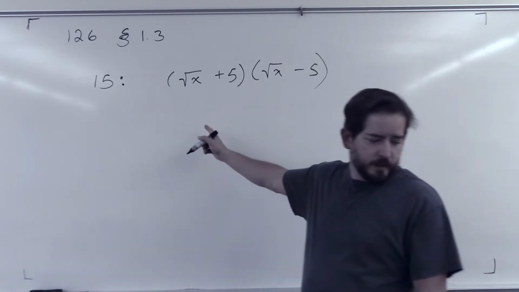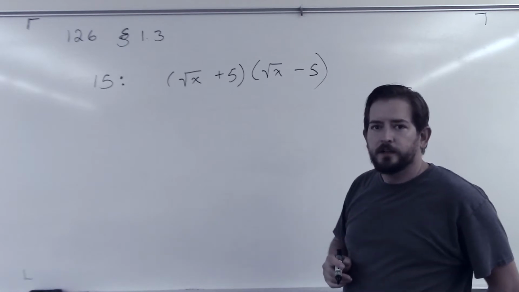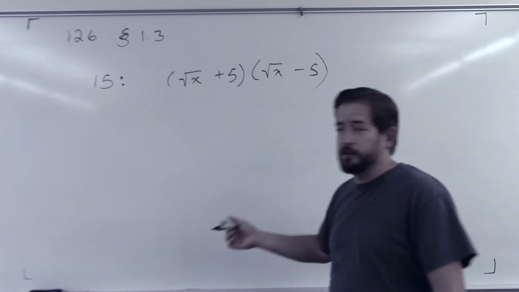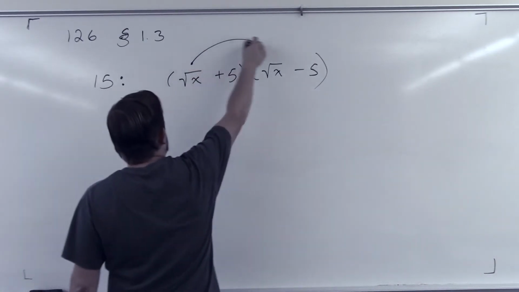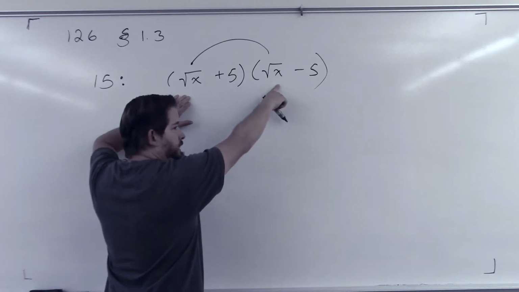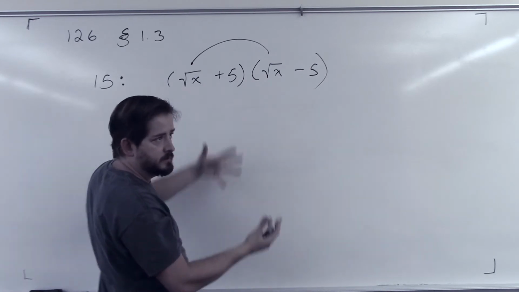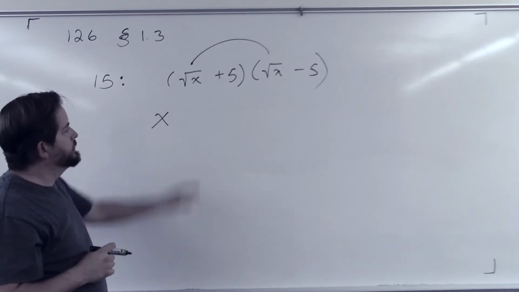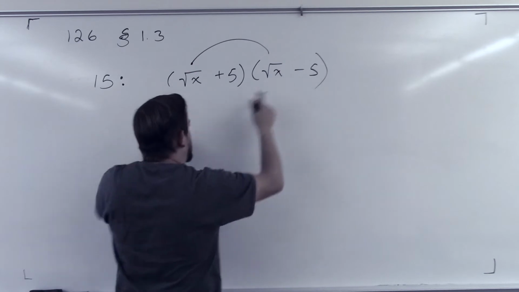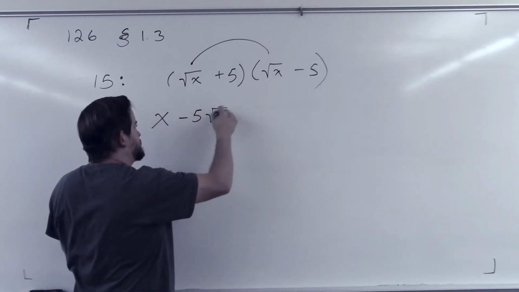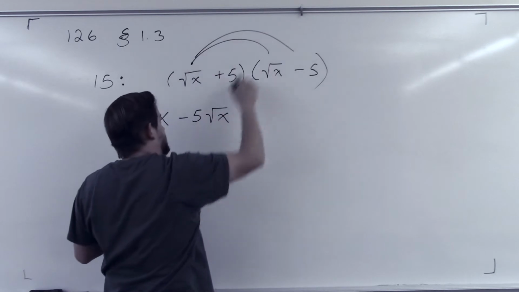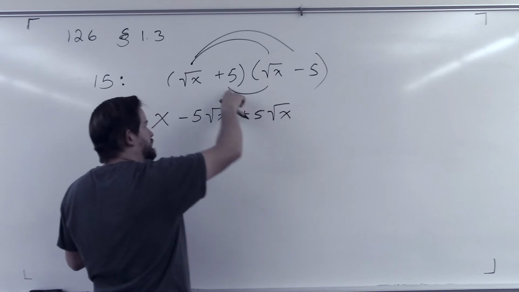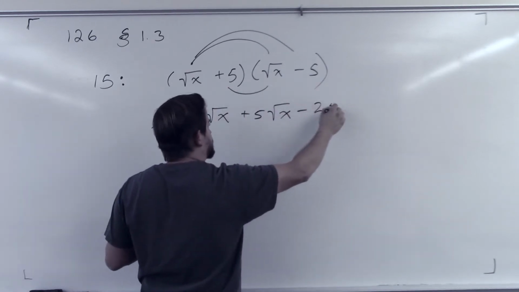15 asks you to multiply these two things together. They're two binomials, so I would have to FOIL them: first, outer, inner, last. I'll distribute this root x times root x, but the square root of x times the square root of x is x. Then the square root of x times a negative 5 is negative 5 root x. The inner portion, 5 times the square root of x, is plus 5 root x. And then 5 times negative 5 is minus 25.